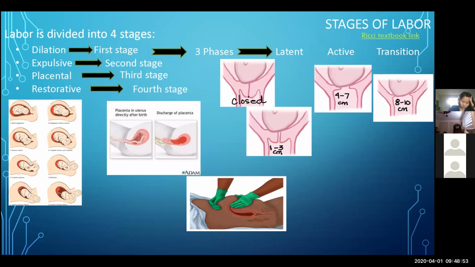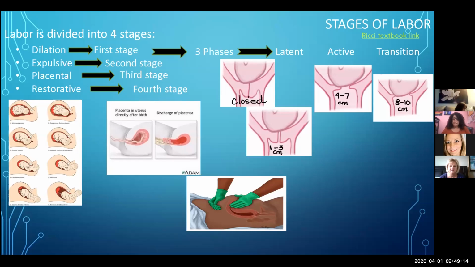The latent phase lasts about 9 hours for nulliparous women. A nulliparous woman means a woman who's never delivered a baby before. Think of null. Null means 0. About 6 hours for multiparous women. Those are the women who have delivered at least 1 baby previously.